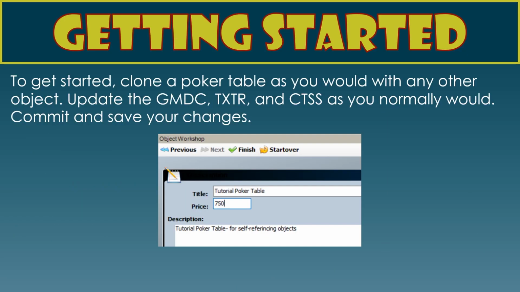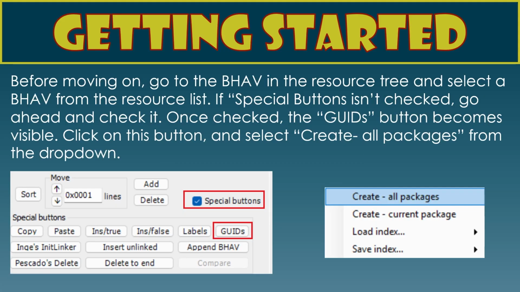So to get started, we clone a poker table or a mahjong table in the case of this workshop, just as we normally would. We update the GMDC, the TXTR, and the CTSS just as we normally would. We commit and save our changes. Then before we move on, we go to the behave in the resource tree, and then we select just any behave from the resource list.